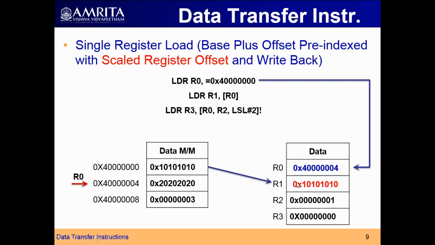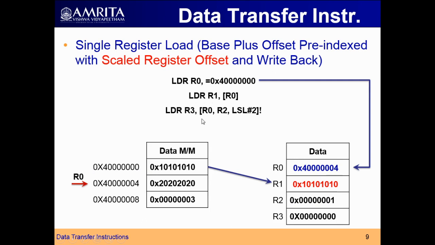So R2 was holding the offset value, that is 001. That data you are left shifting by 2. So 1, when you are left shifting by 2, you will get 4. This 4 you are adding with the base address. So 4000 plus 4 will be getting 4004.